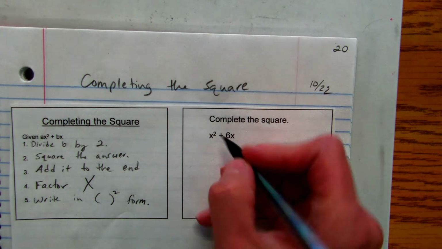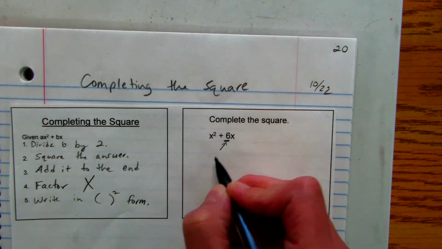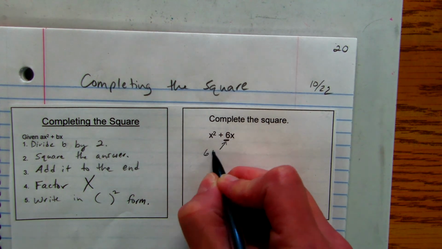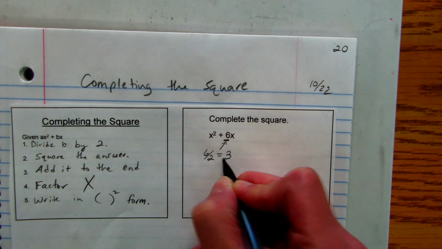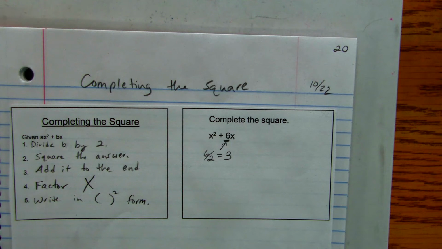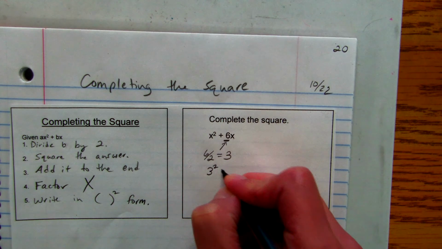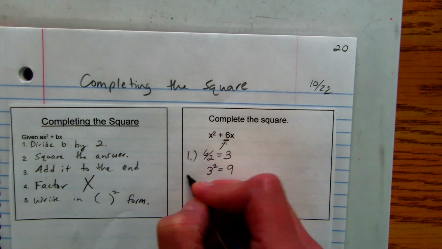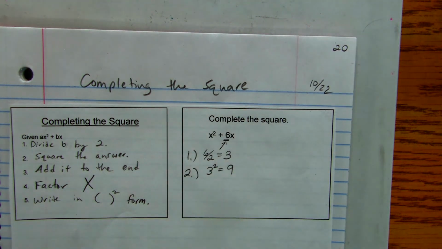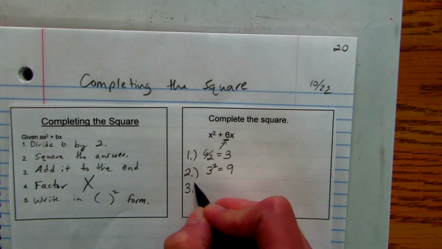So the first thing we're going to do is take b, which is this number right here, 6, and we're going to divide it by 2. So 6 divided by 2 is 3. So that's our first step. Our second step is to square it. So I'm going to take it and do 3 squared, which is 9. So I could write step 1, step 2. Step 3 says to add it to the end.